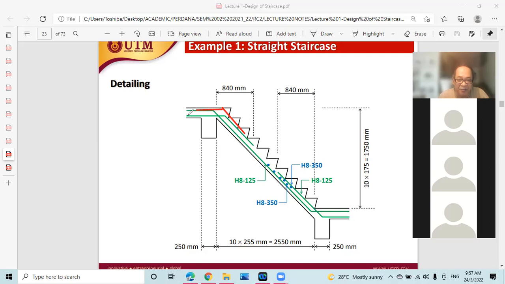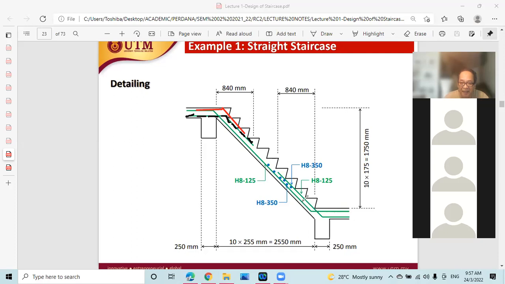It is a reinforcement indicated here, coming from the adjacent slab. From this slab, there is reinforcement. It indicates here that the reinforcement is then anchored into the staircase. But it is not the reinforcement that we are designing. What we are designing is the green reinforcement shown here and the red reinforcement. Those are the main reinforcement.